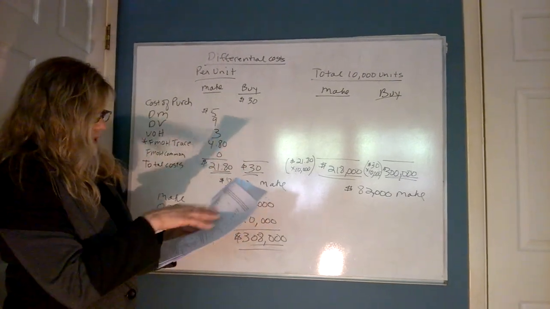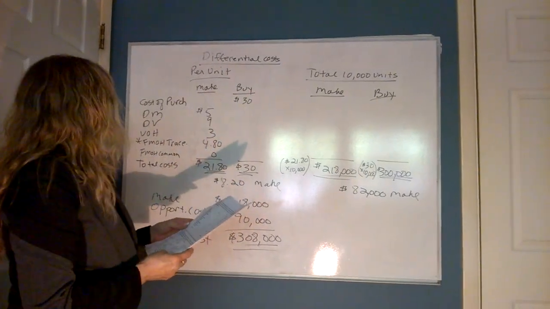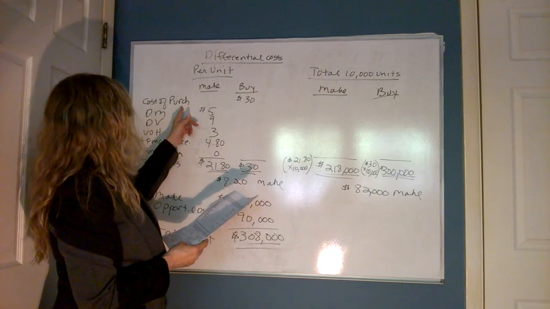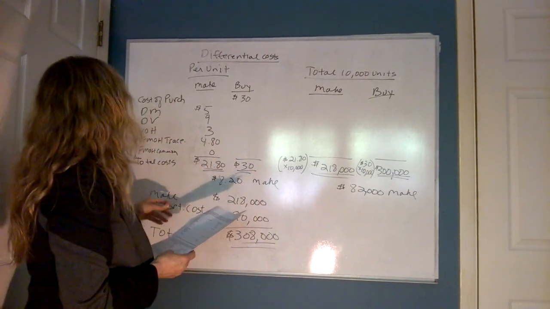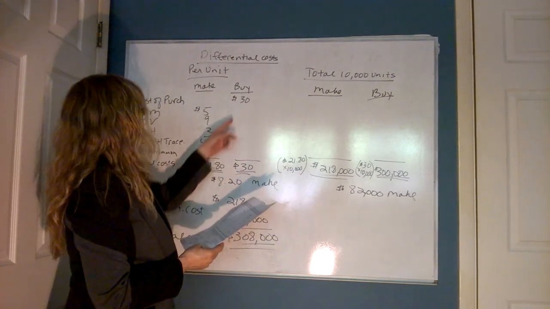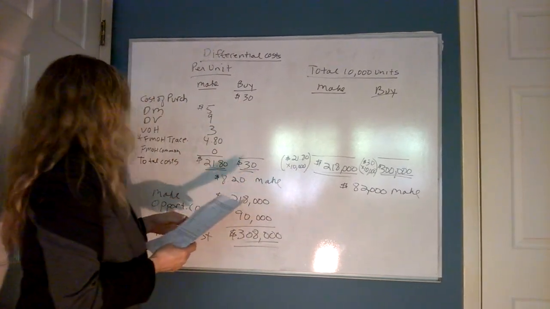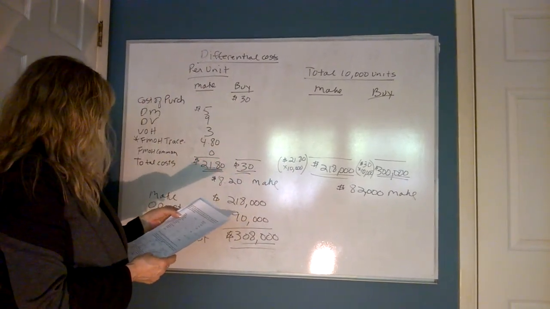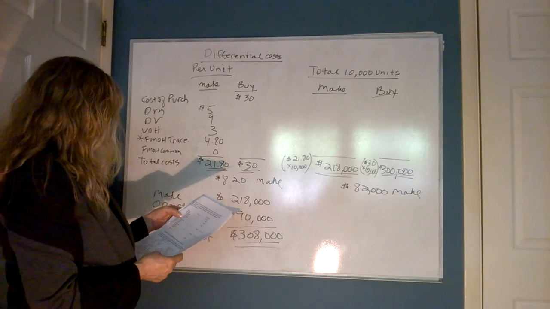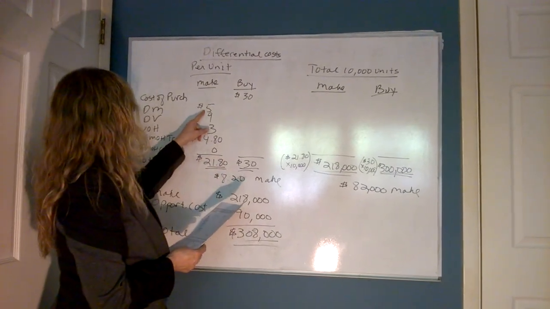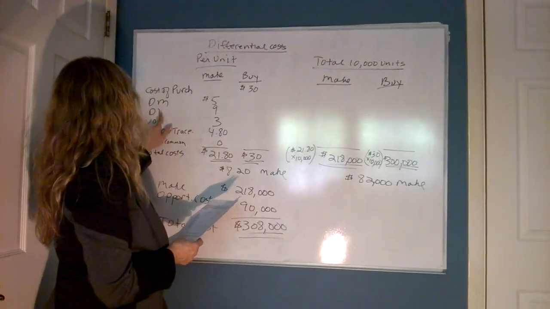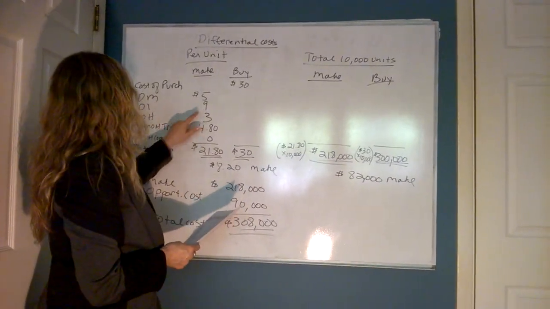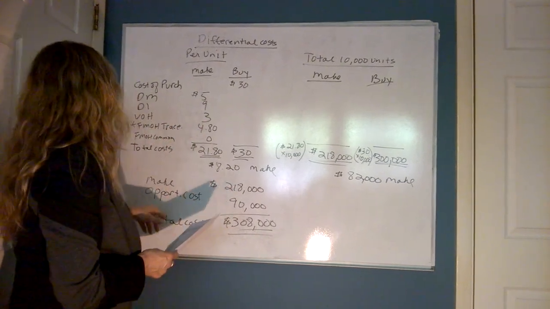And you're given a list of costs. So we have to look first at the cost to purchase and then what our actual costs are to make it ourselves. So they tell us the cost to purchase is 30. The cost to make it, we're going to include our direct material, direct labor, and variable overhead. So direct materials are 5, direct labor is 9, variable overhead's 3.